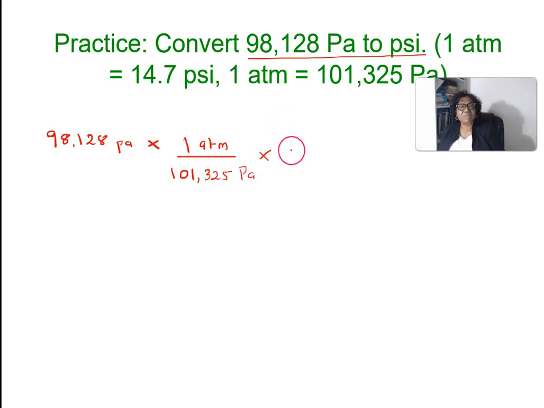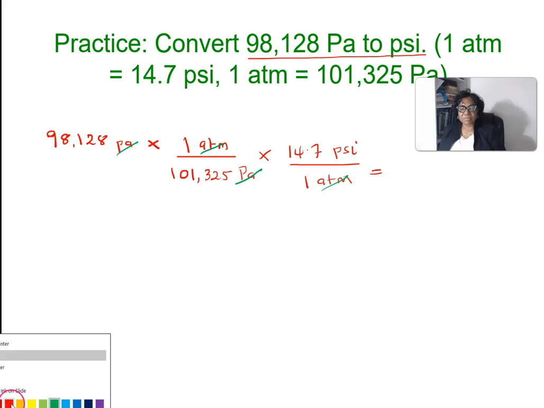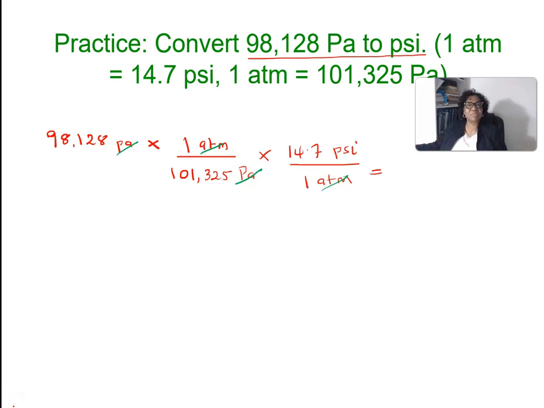times, now you have 14.7 psi all over 1 atmosphere. This is equal to, cancel Pascal, cancel atmosphere. You have to report your answer in 5 significant figures. So let's go to our calculators. Take your calculator and do the calculation.